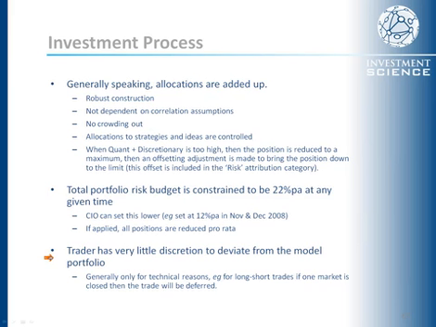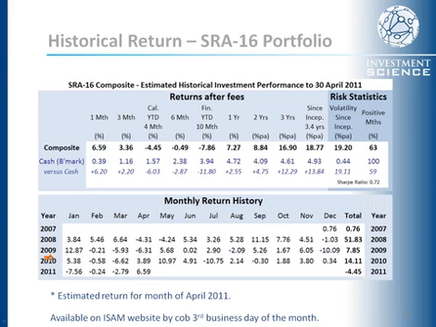The target portfolio volatility is 16%, but limited to a maximum of 22% at any given time. And the maximum has been about 20% at any one time. I can set that lower if I believe that the volatility in the market is too high, which I did during the global financial crisis. The trader has very little discretion to deviate from the model portfolio, so we put this into the computer and it spits out a portfolio, compares that to what we have, and the difference between the two is the trade list. And so the trader has very little discretion to deviate from the model portfolio.